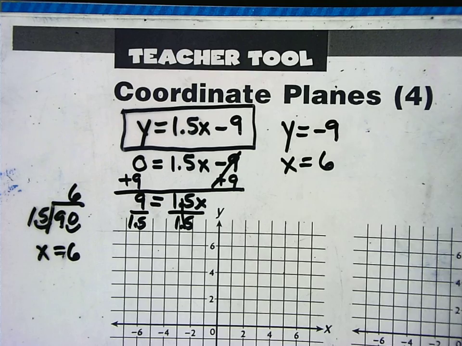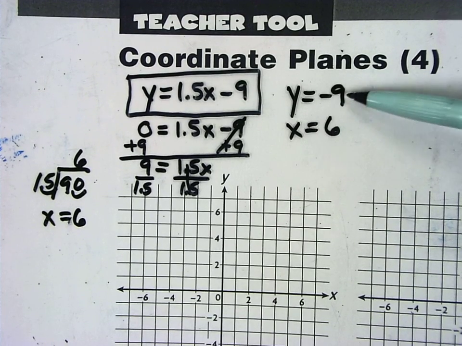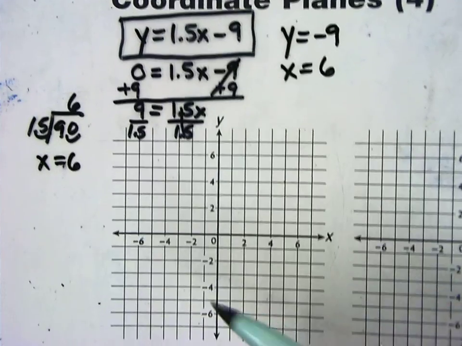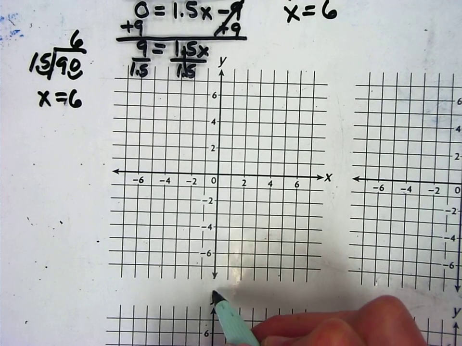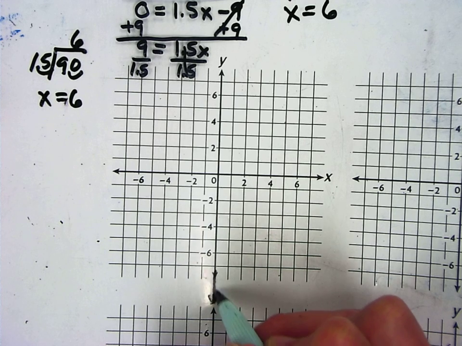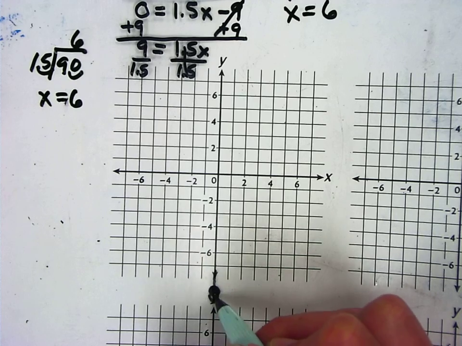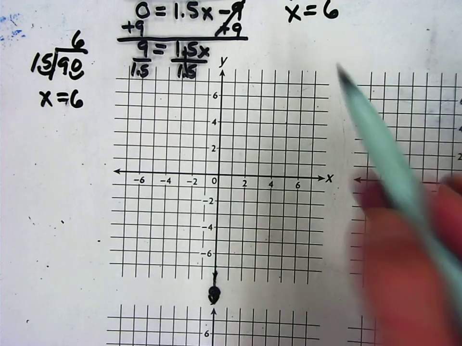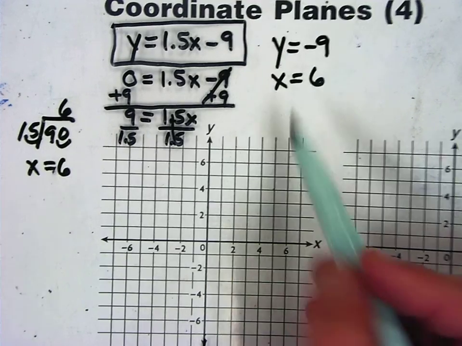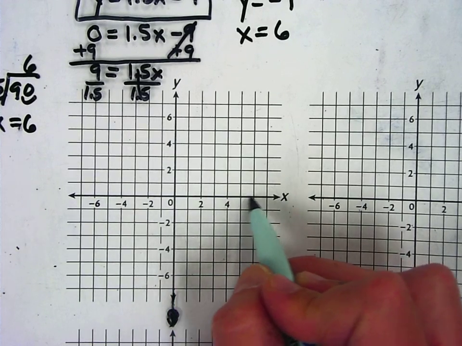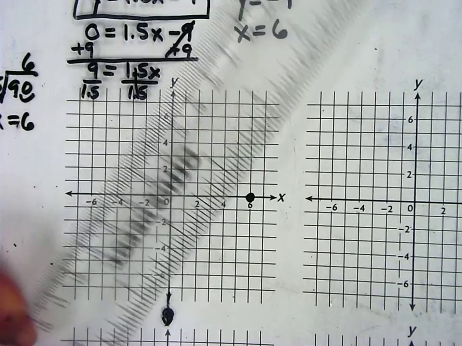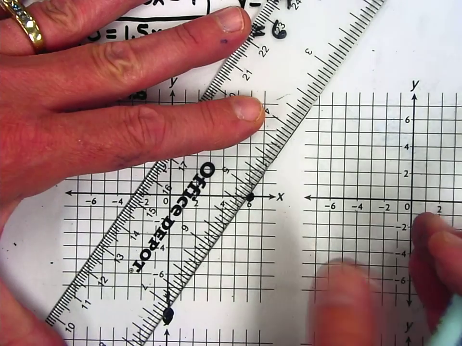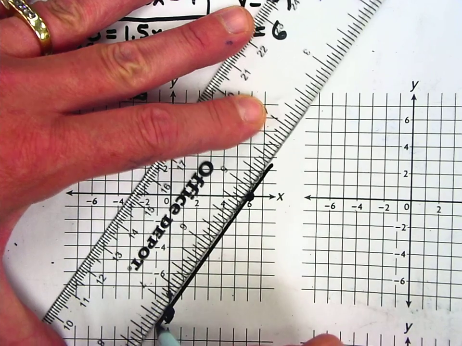Now I'm going to find -9 on the y-axis. Going down to my coordinate plane, this is -6, -7, -8, -9 if this were extended. -9 would be about right here. I'm going to find -9 on my y-axis and plot a point. Then my x-intercept is 6, so I find 6 on the x-axis and plot a point. Then I'm going to use my straight edge to connect the dots and draw the line of my graph.